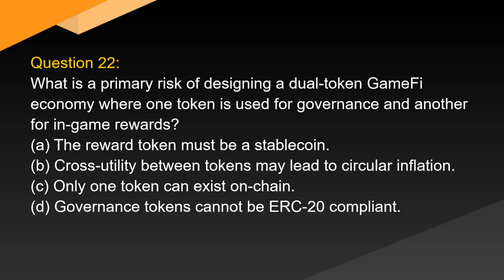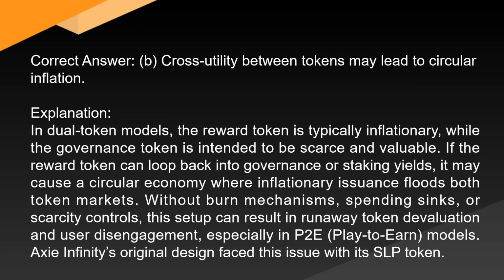Question 22. What is a primary risk of designing a dual-token GameFi economy, where one token is used for governance and another for in-game rewards? A. The reward token must be a stablecoin. B. Cross-utility between tokens may lead to circular inflation. C. Only one token can exist on-chain. D. Governance tokens cannot be ERC-20 compliant. Correct answer: B. Cross-utility between tokens may lead to circular inflation.